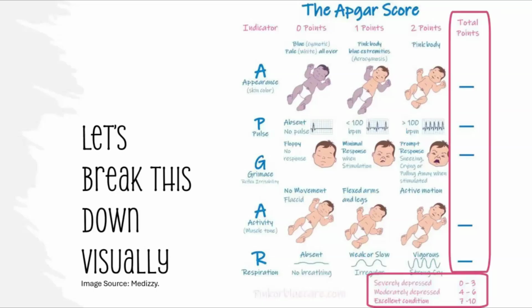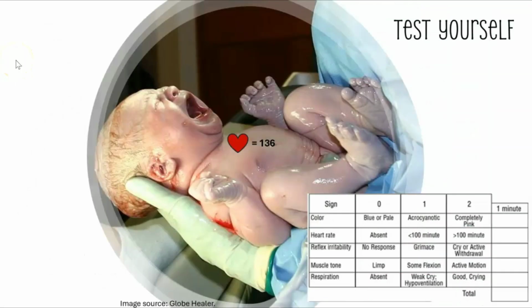Remember, for any newborn who has a score of 7 or less after that 5-minute reassessment, then you would want to reassess every 5 minutes until we reach that excellent condition category between 7 and 10 for up to 20 minutes. Okay, let's test your understanding so far.